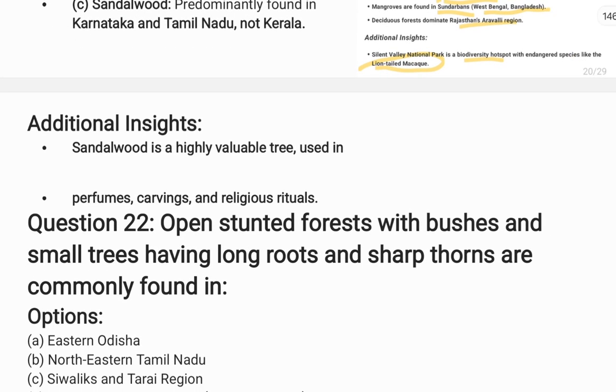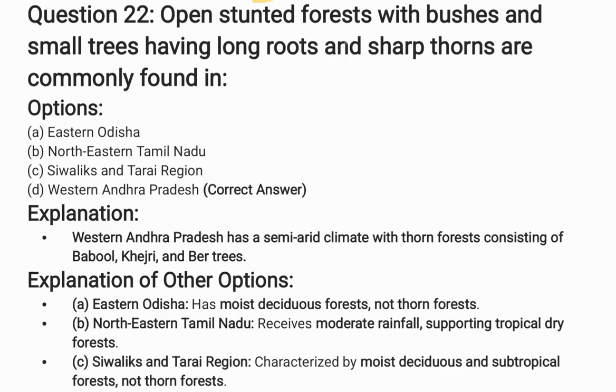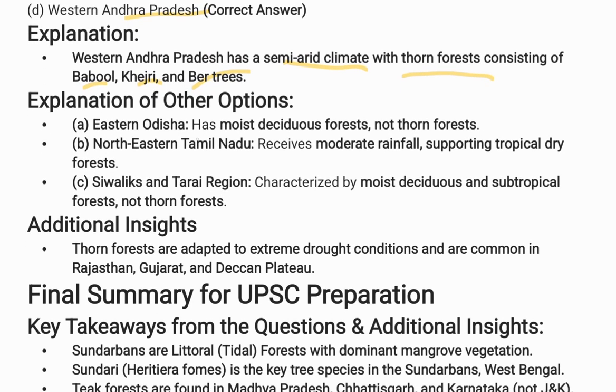Sandalwood is a highly valuable tree used in perfumes, carvings, and religious rituals. Open stunted forest with bushes and small trees having long roots and sharp thorns is found in western Andhra Pradesh. Western Andhra Pradesh has a semi-arid climate with thorn forest consisting of babul, khejri and ber trees. Eastern Odisha has moist deciduous forest, not thorn forest.